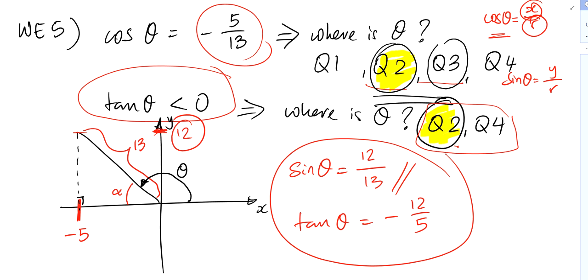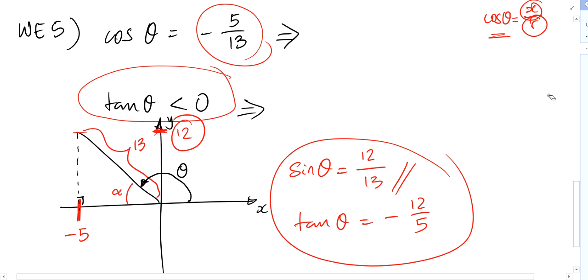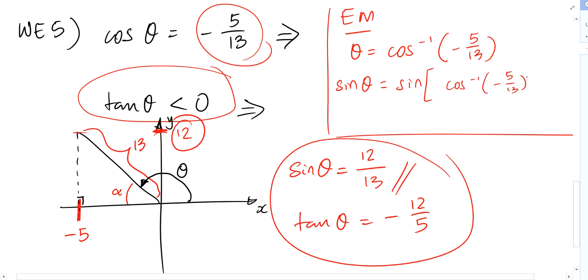In our E-maths, if you get this question, cosine theta is negative 5 over 13, and it asks you to find sine theta and tangent theta, what will you do? In E-maths I didn't ask you to draw. You just take theta equals cosine inverse of negative 5 over 13. Then you get a value, that is an angle. Then you find sine theta equals sine of cosine inverse of negative 5 over 13, and you get the answer. So key this in your calculator right now.